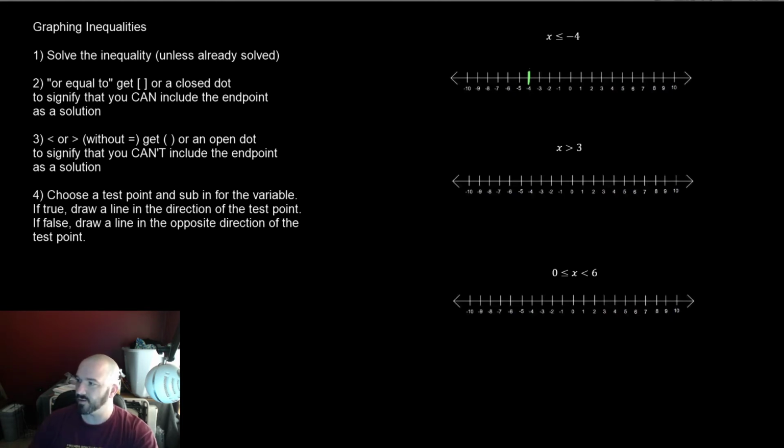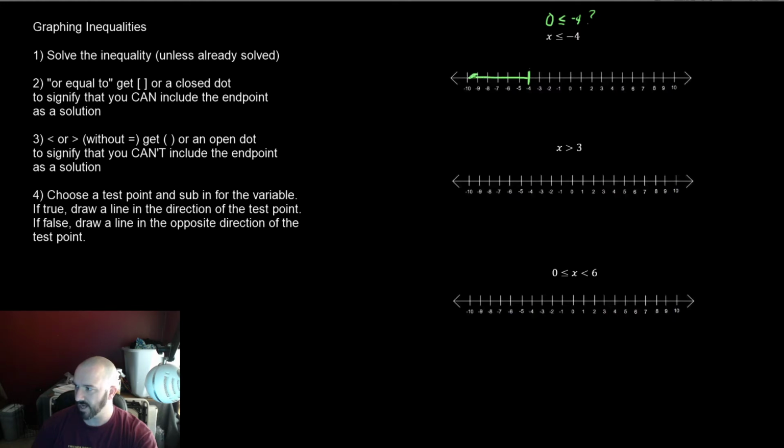We are going to graph this inequality of x is less than or equal to -4. So we're going to jump down to number 4 because number 3 doesn't apply. We're going to choose a test point. Let's choose the test point 0. So then we ask ourselves, is 0 less than or equal to -4? And it's not. So we start at -4 and we go this way.